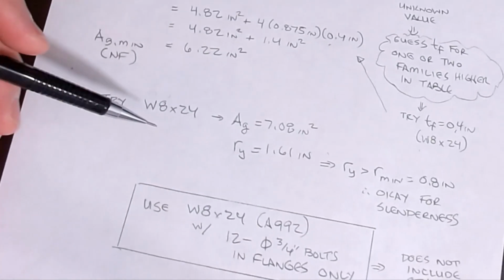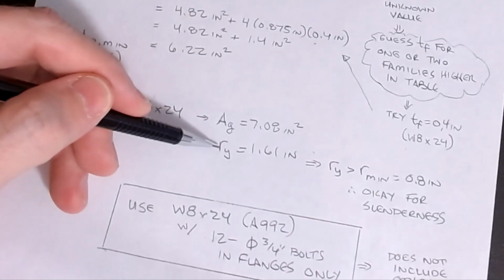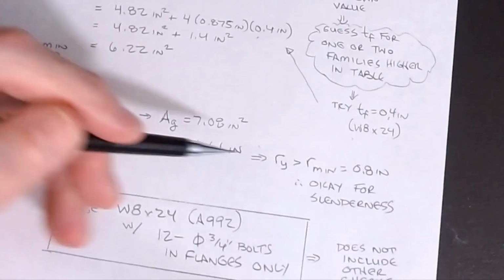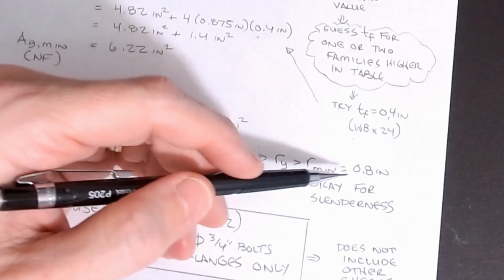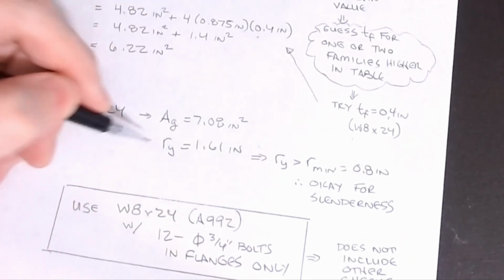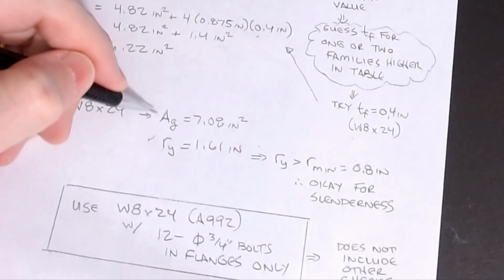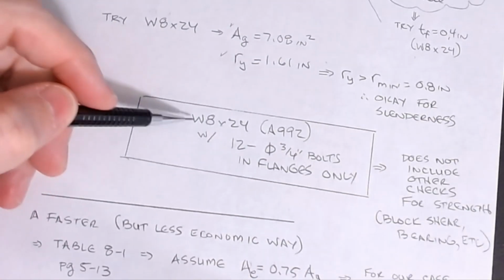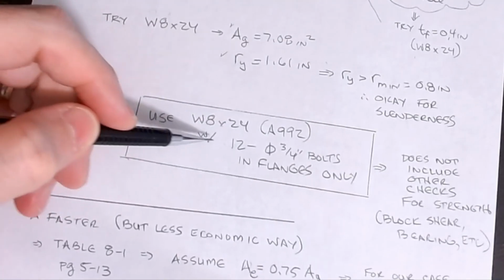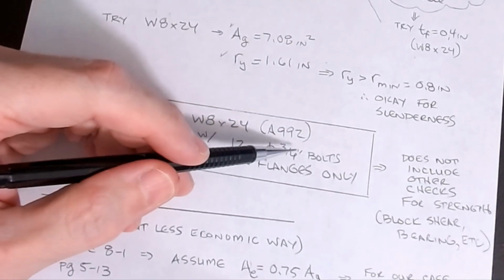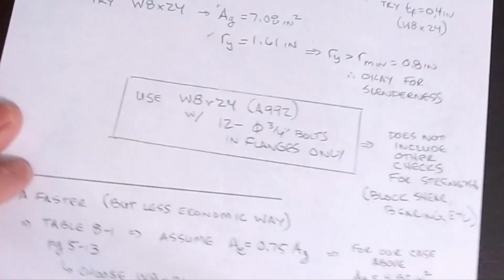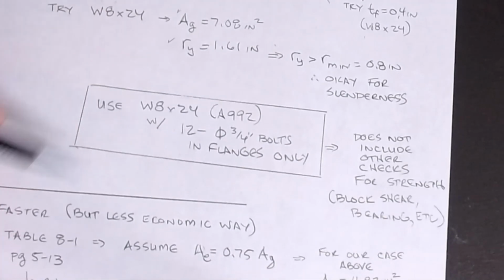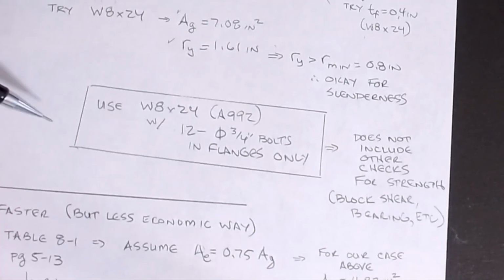Now we can also look in the same table that RY for this particular beam is 1.61 inches, and so RY is greater than R min of 0.8. So we're okay for the slenderness still on this particular problem, and we're okay for the AG minimum. So this is where I would make a note that I need a W8 by 24, and that I would need 12 3/4 inch diameter bolts as a minimum in the flanges only. Now, again, this is not a final design, but this at least gets me a size that I can go run my structural model to work on.